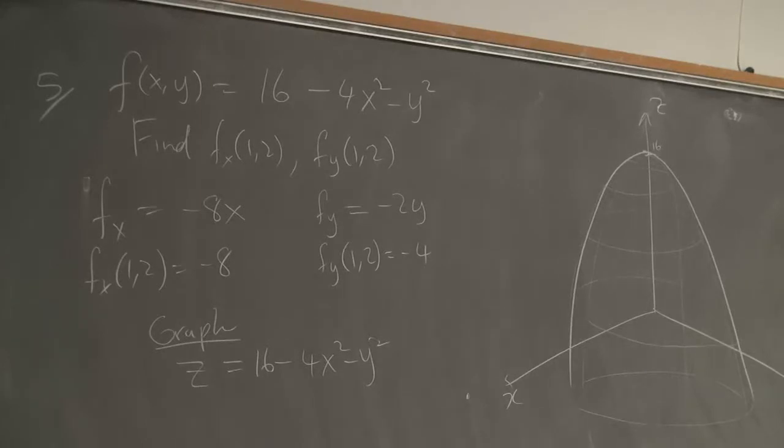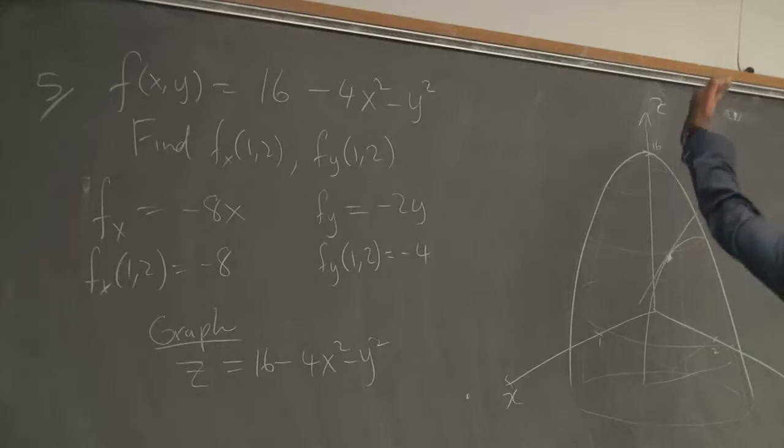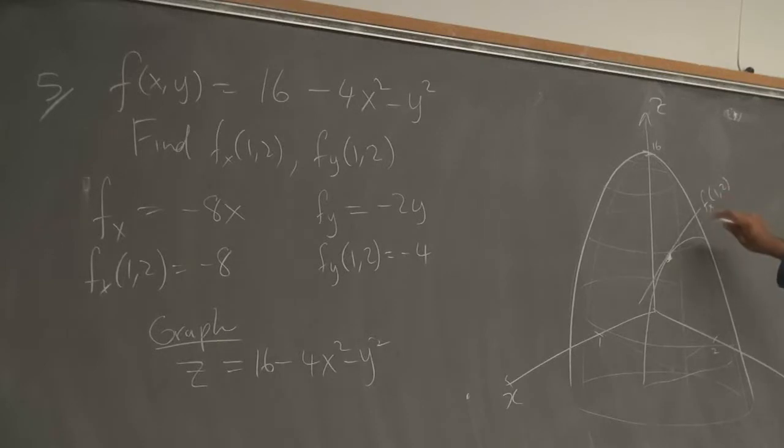In the book, the illustration also shows the curves that the derivatives are tangent to. So if you want to find the partial with respect to x, you're going to slice it parallel to the x direction, and the cut is going to look something like that. Then you have a tangent line coming here. This would be f_x(1, 2) equals minus 8.